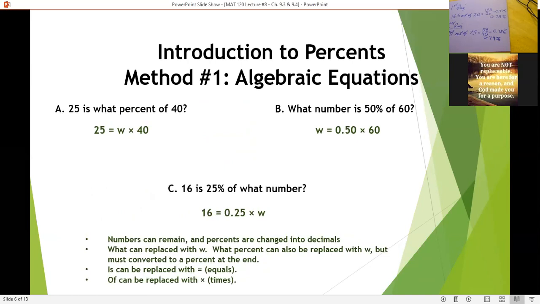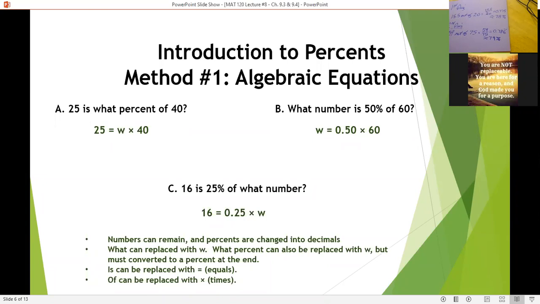Here for part B, you'll notice that what number, that's the part, that's the variable, that's the W. Is has been changed into an equal sign. 50% has been changed into 0.50, and of has been changed into multiplier times, and 60 is kept the way it is. And likewise, on the bottom here, we have 16, which of course stays at 16. Then we see the word is. Is supposed to be changed with equals. Then we got 25%, that will be changed into 0.25. Then you see the word of, that's multiply. You see what number is W.